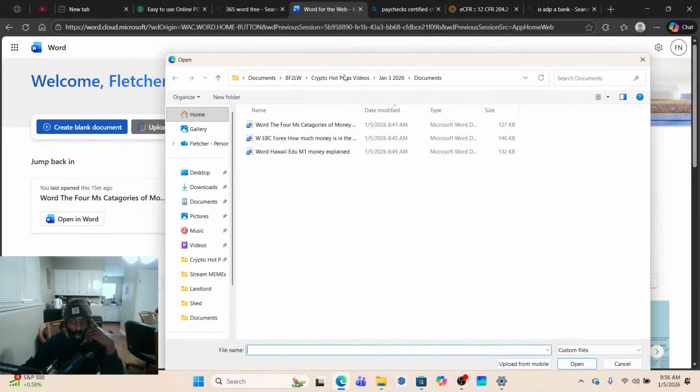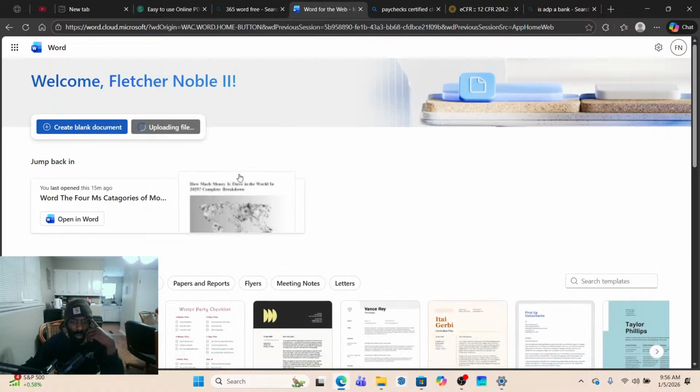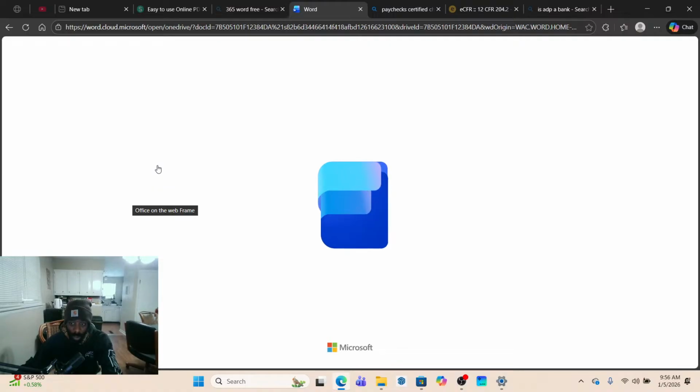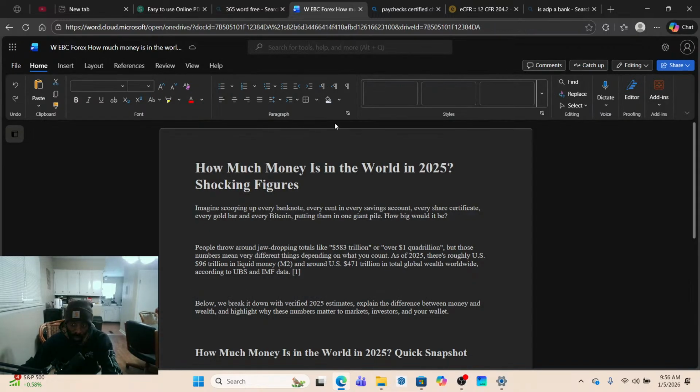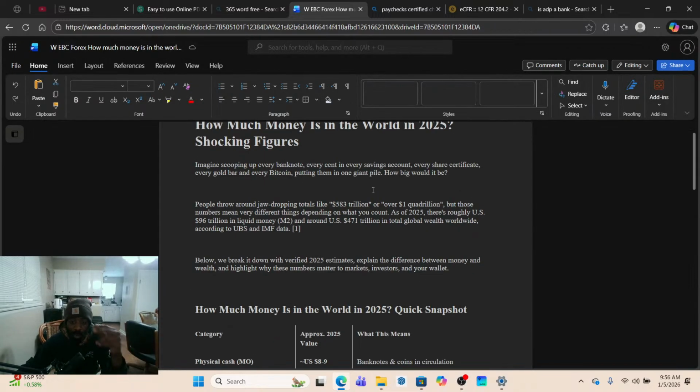And then, what do we open? The 4 categories of money is what we open first, but it's under how much money is there in the world? This. Oh, that's why you save it multiple times, because you just don't know what sometimes goes on when you're saving a bunch of stuff. There it is. How much money is in the world?